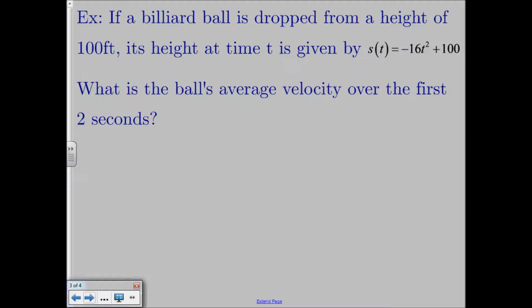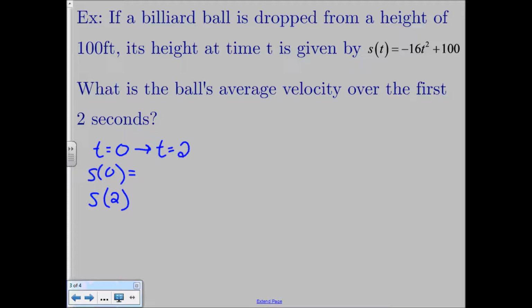So that means that we want to know our average velocity, which means that we need to know how the position function is changing over the first 2 seconds. So we're looking at going from t equaling 0 to t equaling 2, which means that we need to know what s of 0 is and what s of 2 is. That's really easy. We have our position function, so we can just plug in for 0 and 2.